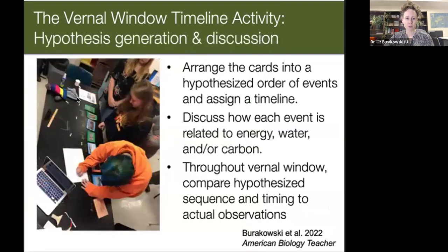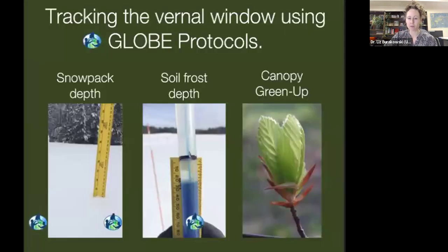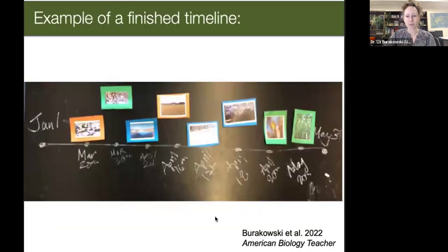And what we can do is have students assemble these into a timeline in a hypothesized order of the events, and then discuss how each of those different events is related to energy, water, or maybe even carbon. And so then they can also do the measurements. So if you're collecting GLOBE protocol measurements, such as snow depth, soil frost, canopy green up, you can start to assemble these into a timeline. And if you wanted, you could also throw in those water ones, such as the stream flow and ice out. And when you do that, you can end up with an anticipated timeline.